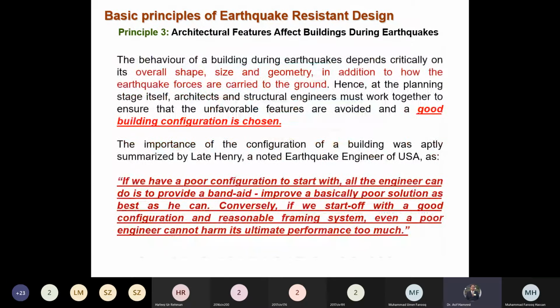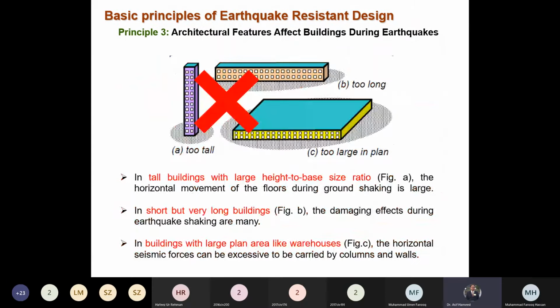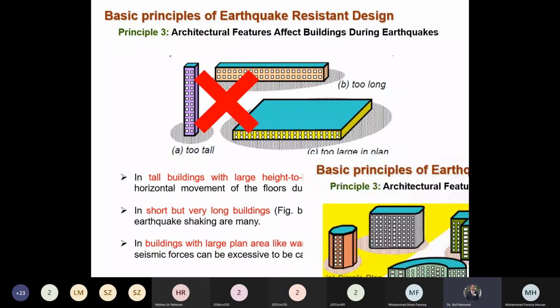What should be the configuration? Let's see. It should not be too tall, with a large height to base ratio. If it is too tall, then lateral displacement will be more. It should not be too long and too large in plan. If it is too long or too large in plan, then it can attract more inertial forces. Damages will be more. So it should not be too tall, too long, and too large in plan.